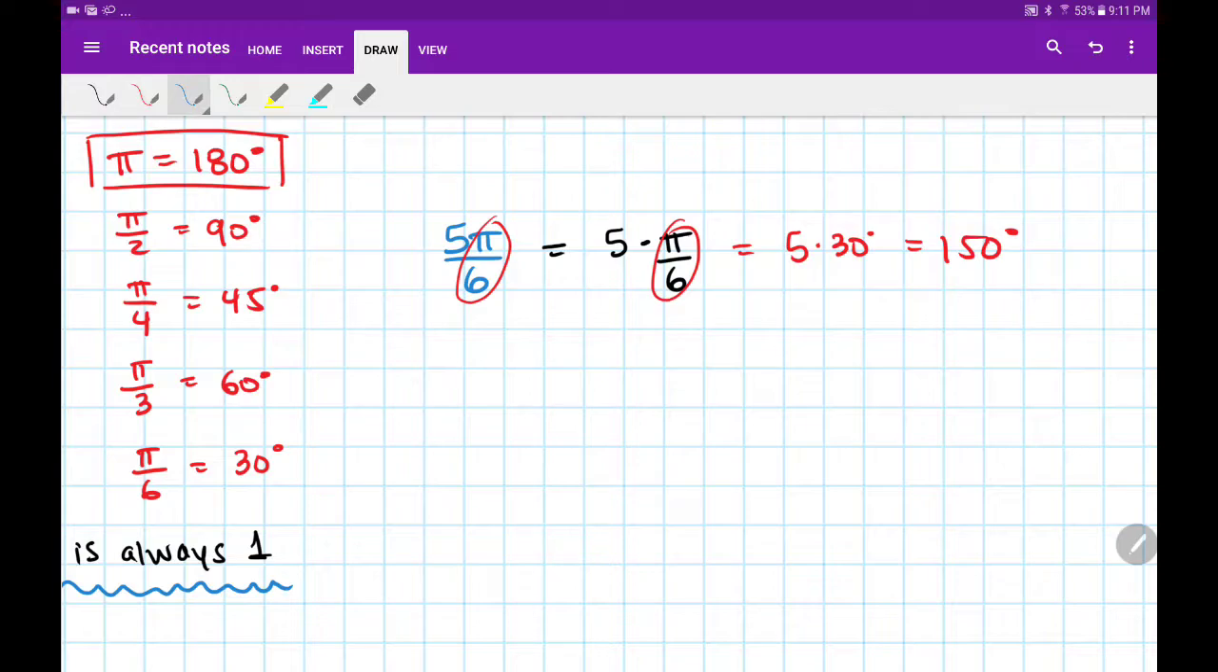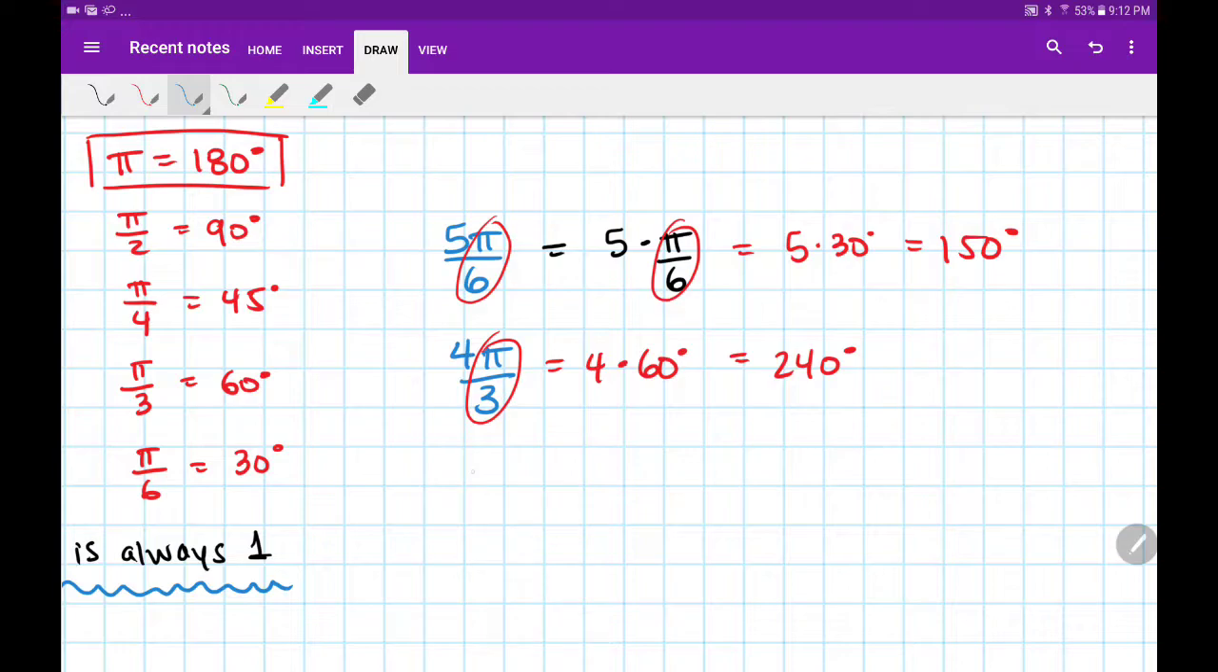If I said 4 pi over 3, you need to focus on pi in the denominator. I'm given 4. This is really 4 times, and what's pi over 3? Remember, it's like the opposite of what you think. So that's actually 60 degrees. So 4 times 60 degrees is 240.